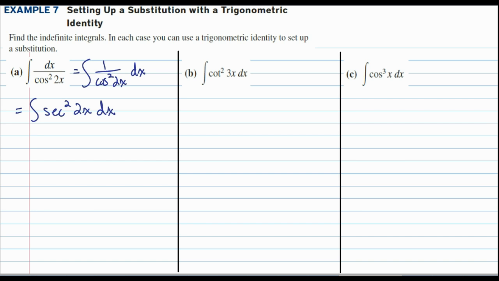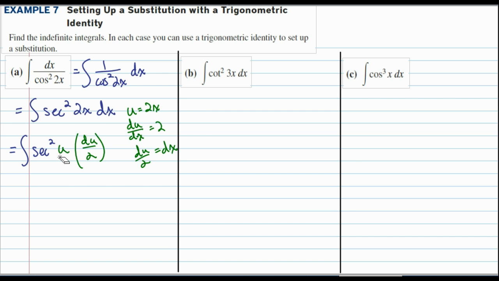That's tangent. So now I look at my u as being the inside of this composition function, where the outside of the composition is secant squared of u. So now u is going to be 2x, which means du dx is just 2, and then dx is du over 2. So I can substitute those back in, and I get the antiderivative of secant squared of now 2x we decided to call u, and then dx, the substitution went in du over 2.